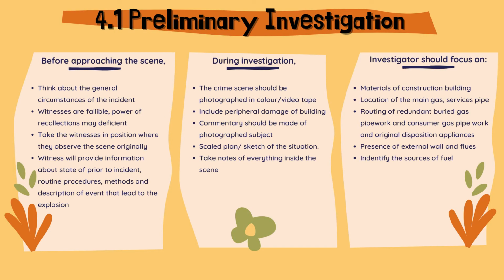Next, the preliminary investigation. Before approaching the scene, investigators should think about the general circumstances of the incident. Witnesses are fallible. Power of observation and recollection may be deficient. This can be reduced by taking the witnesses to the position where they originally observed the scene. Witnesses will provide information about the state of peril prior to the incident, routines, procedures, methods and a description of the events that led to the explosion. During the investigation, the scene should be photographed in color or videotaped.